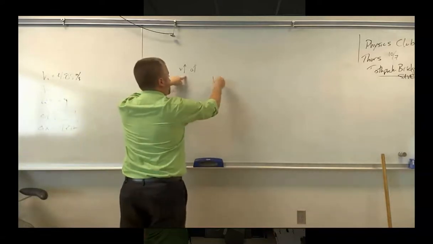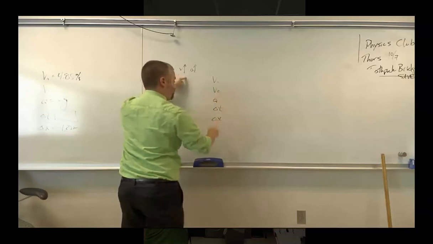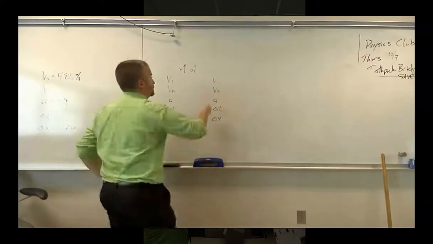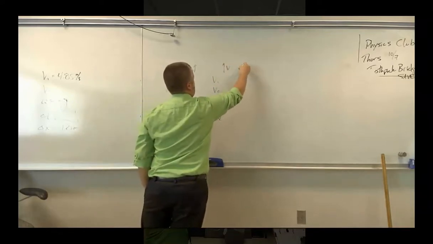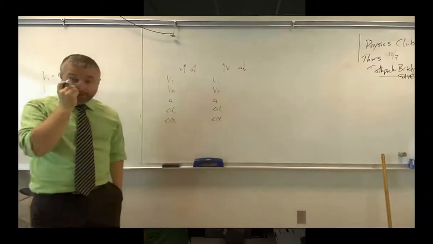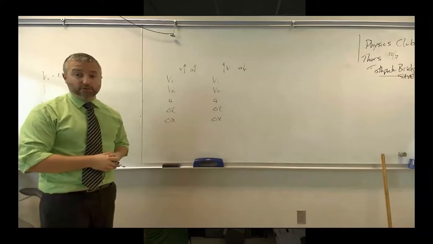And then we make another set of variables over here for when it was in free fall but on the way up. So for that, I said, hey, velocity is up, and acceleration is down because of gravity. So from that, we start to put in the information that we knew from the problem.